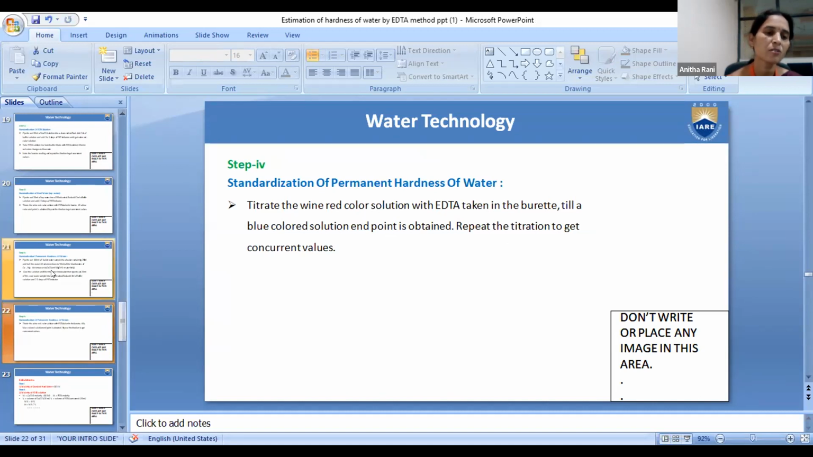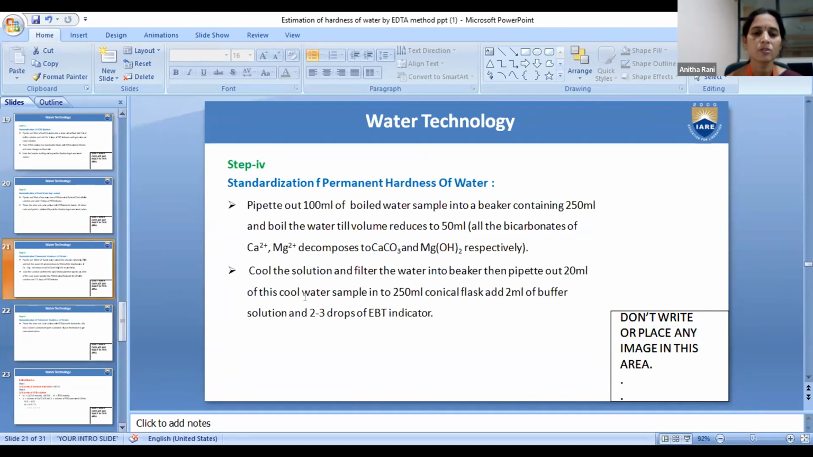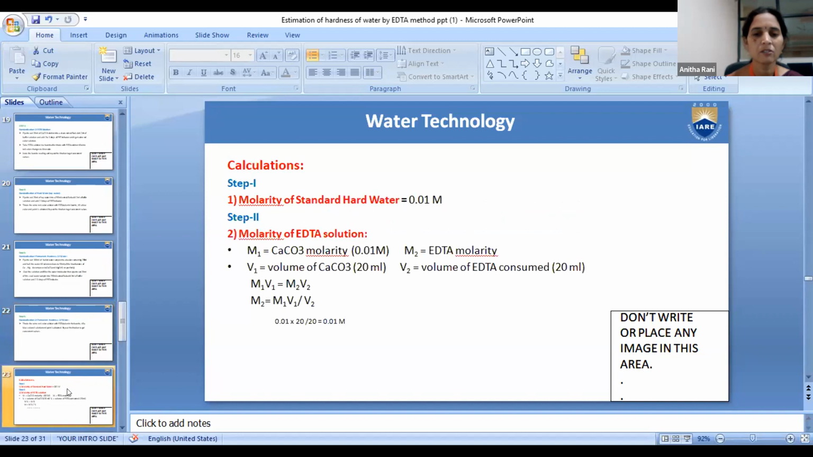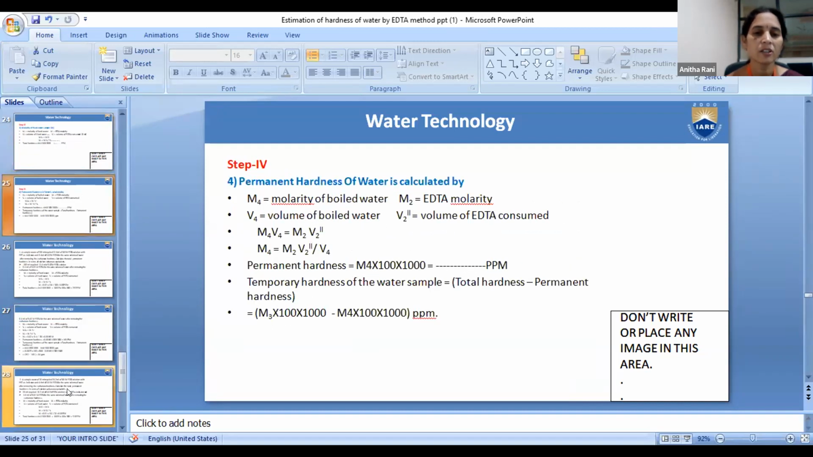This step also you have to do 3 times. So 3 titrations you have to do. After completing the first titration, you have to throw the solution into the sink. Again, you have to wash the conical flask, fill 20 ml of boiled water in the conical flask, then add 3 drops EBT indicator, add buffer solution, then do the titration with the EDTA. So you do 3 titrations, note down the burette reading values, then you can go for calculation.